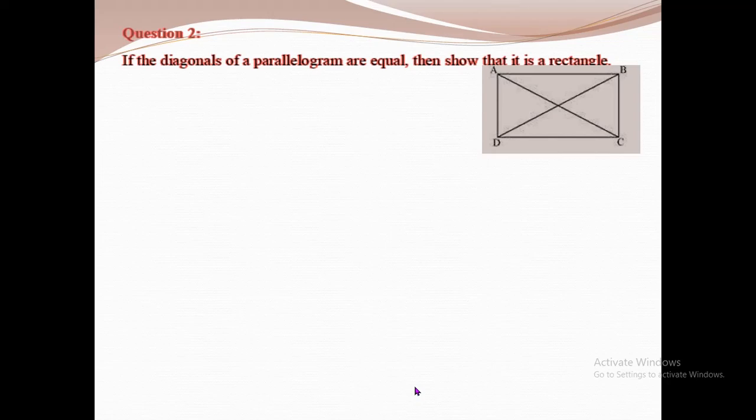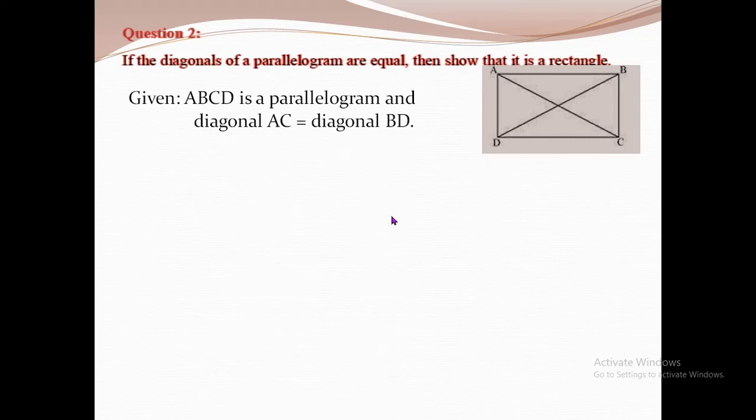Then we have here, it's a parallelogram. In fact, a rectangle is a parallelogram. You can understand that. And diagonals AC and BD are equal. So let us understand what is given. Given is that ABCD is a parallelogram and diagonal AC is equal to diagonal BD, and we need to prove that it is a rectangle.